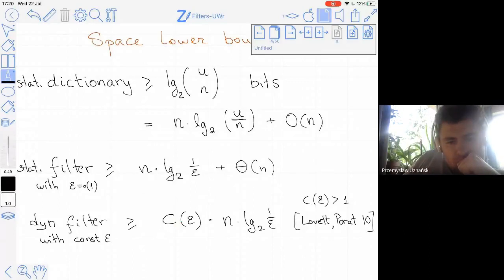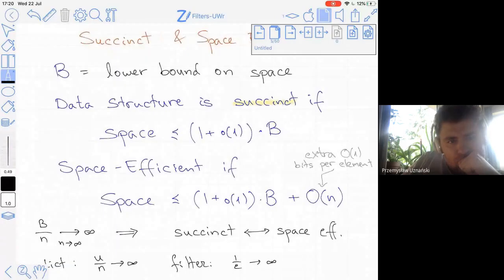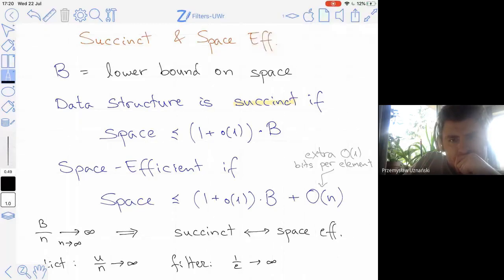Good. So now you may ask, what would be our design goals when we are talking about small space?